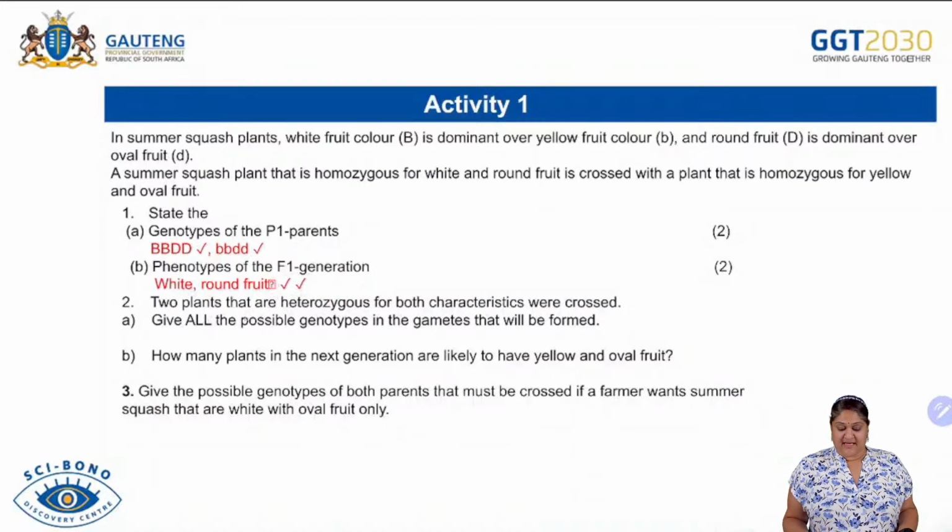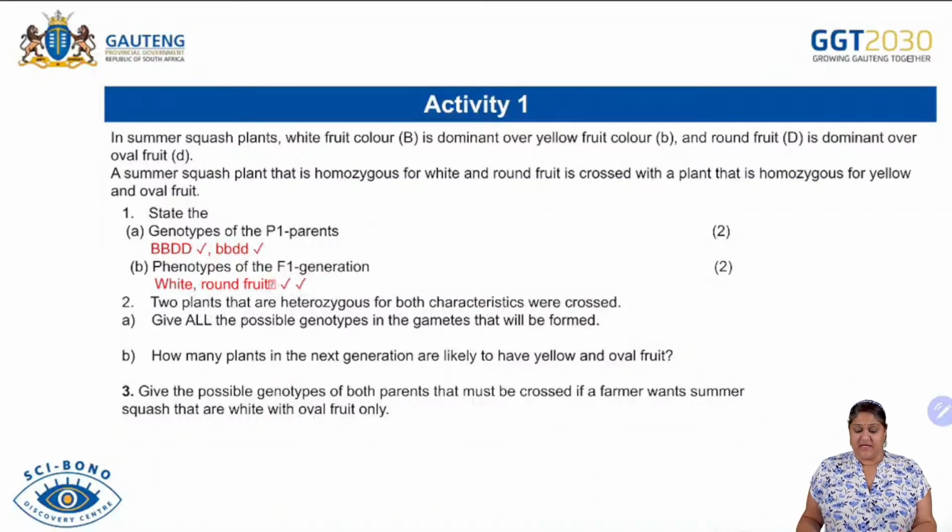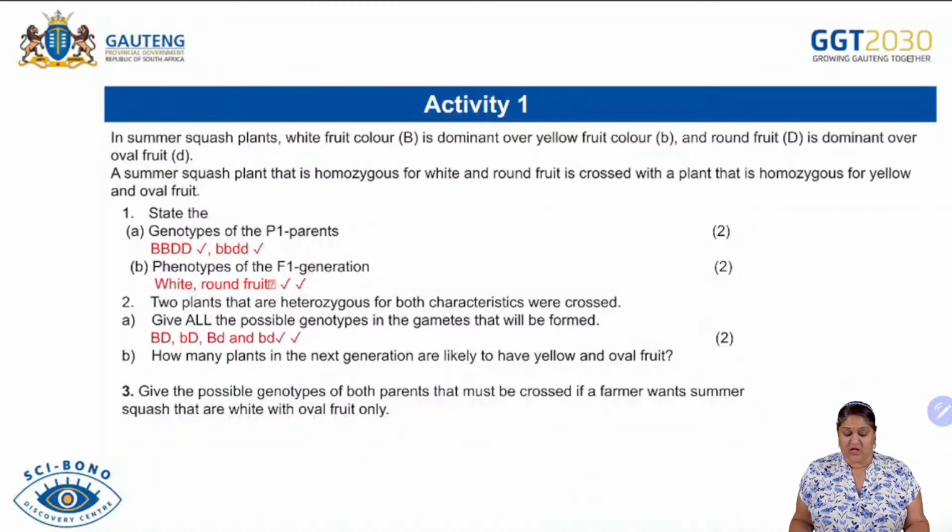2 plants that are heterozygous for both characteristics were crossed. So like I said, it's like the previous one we did. So now we've got ones that were both heterozygous, and we have to give all the possible genotypes in the gametes that will be formed. Okay? So now we have to work out the gametes. So you can do your little crosses, and then we'll get your answer. Big D, big B, small d, big B, big D, small b, big D, etc. Okay, so it's similar to the previous one. Just make sure that you have each letter from each trait, so you have 2 different letters. And then you apply the law of independent assortment.